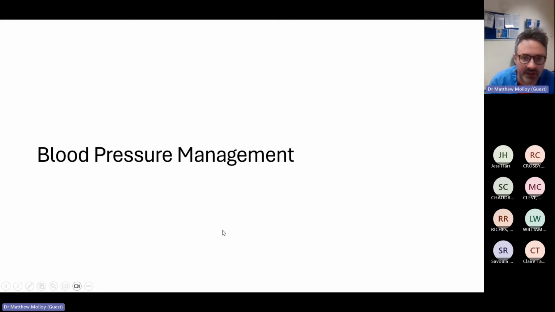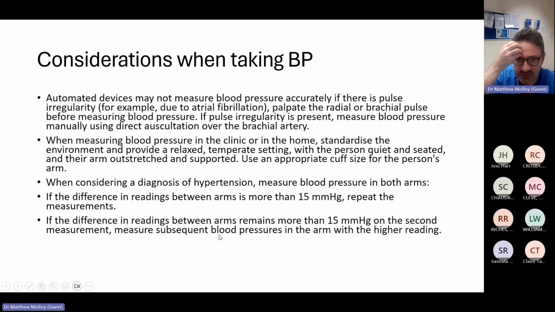So if we move on to blood pressure management, there are some considerations when taking blood pressure. Quite frequently, a lot of us will use automated devices, and these may not measure the blood pressure accurately if there is a pulse irregularity. So if the patient has AF, the blood pressure on an automated device may be over or underestimated. So we advise to palpate the radial or brachial pulse before measuring the blood pressure in all patients. Obviously, this is a good way to pick up suspected atrial fibrillation as well.